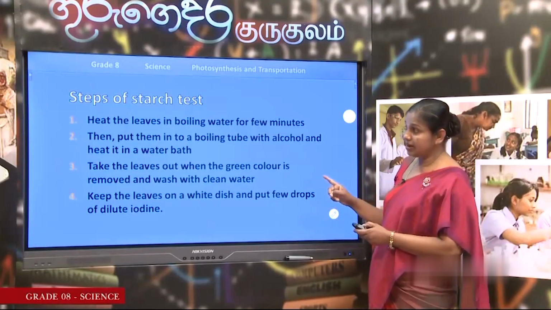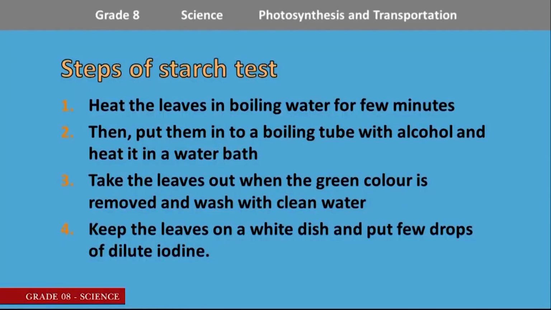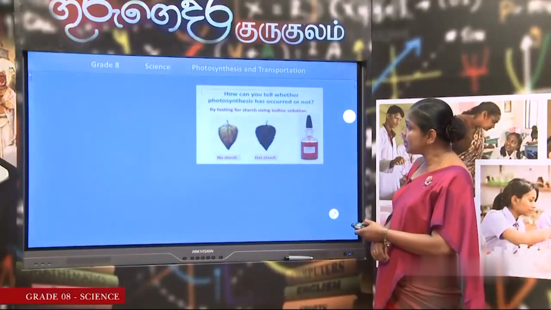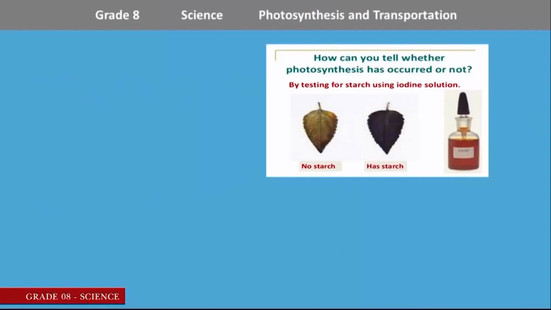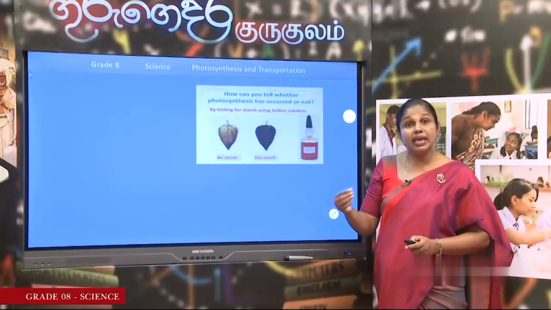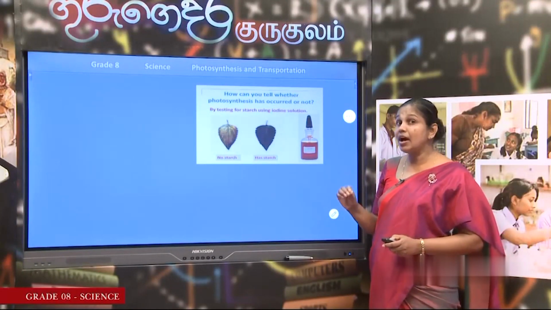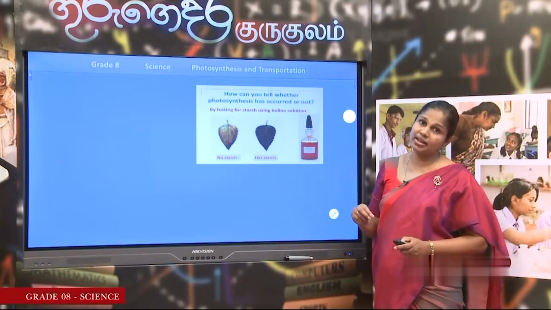What are the steps? Heat the leaves in boiling water, then put it in an alcohol container and heat, and then take it out, wash it and keep it on a white dish, and finally add a few drops of iodine. Here, as I told you, this iodine is a brown color liquid like this. It is a brown color solution. You can take a few drops of that solution and add to this leaf, which is first boiled in water and then heated in alcohol, and now we are adding a few drops of iodine onto that.